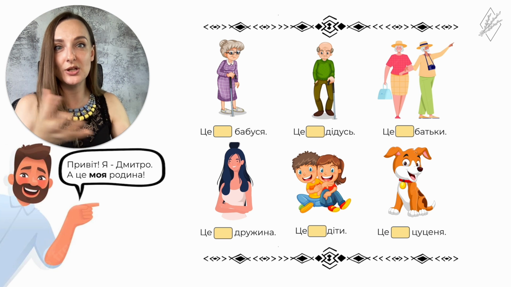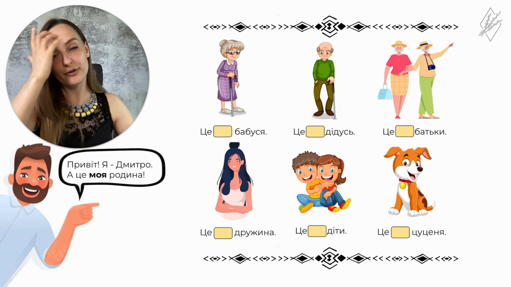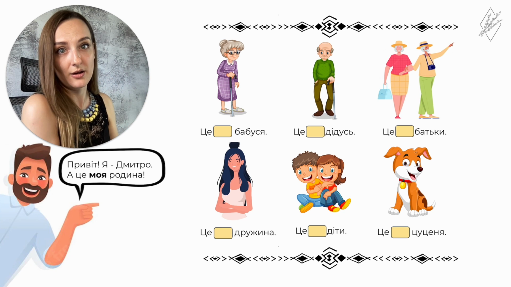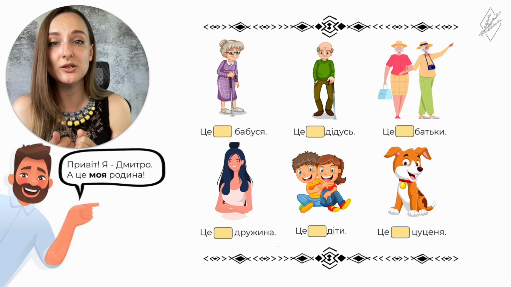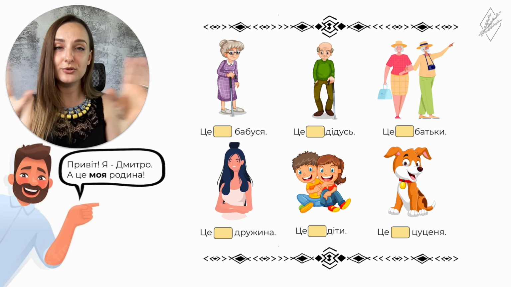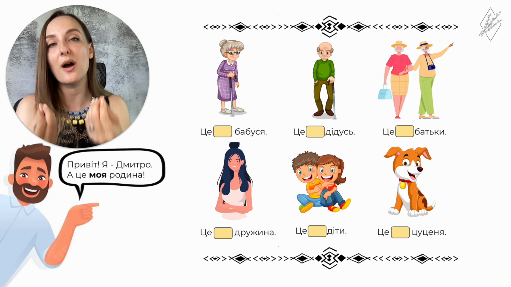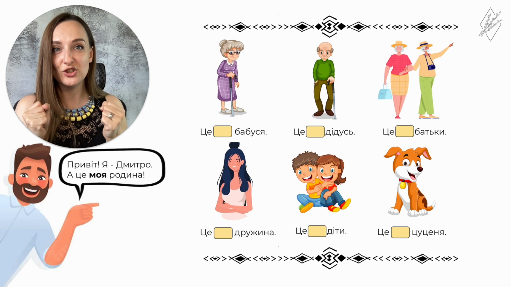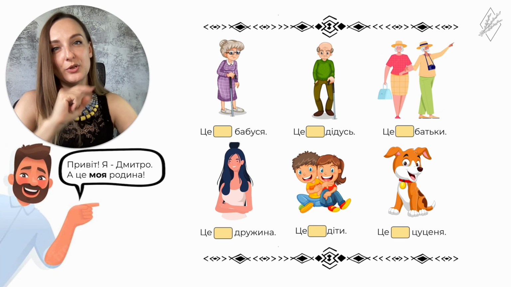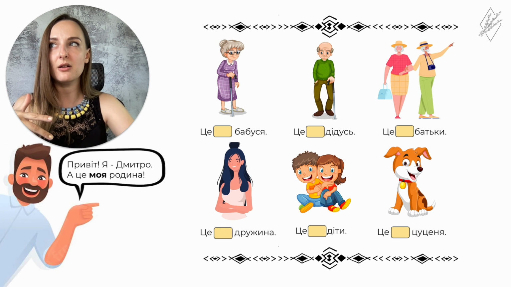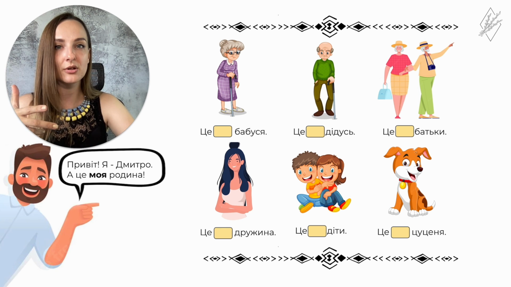He introduces us who is who. For example, he says, this is my grandma. So how to say it in Ukrainian? We have the full sentence except for the possessive pronoun, which should be my. Let's check it out. Which pronoun we will use for бабуся? Мій, моя, моє, мої. Which of them?